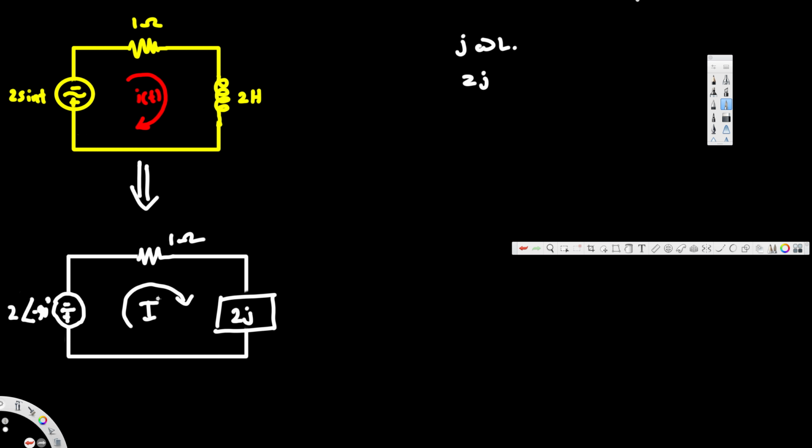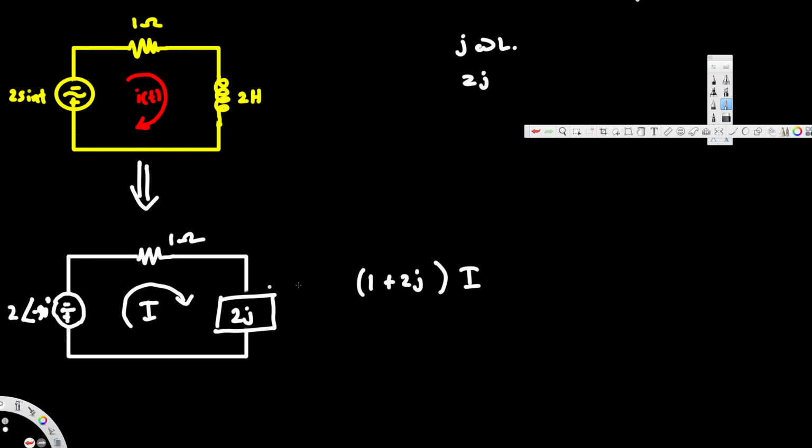To solve this, we are going to use the KVL. When we use the KVL, we can add this resistor, because we treat impedance the same as resistor. When you have resistors in series, you can add them together, right? So we can do the same thing here. We can add these two together. That's going to become 1 plus 2j, and that multiplied by this current is going to be equivalent to this voltage source, which is 2 at negative 90 degrees. From this we can solve for the current.